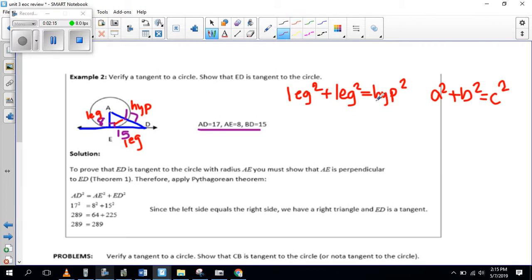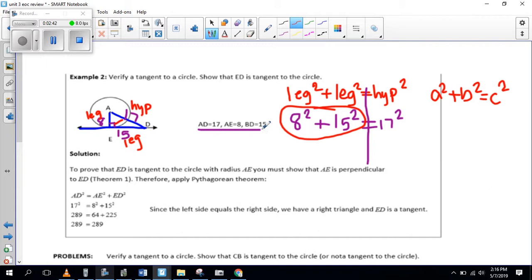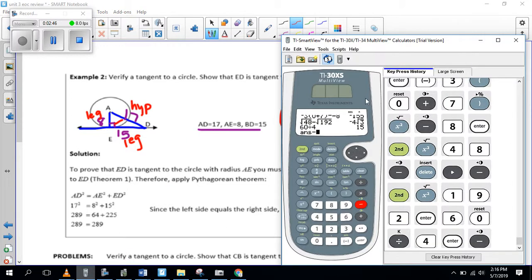And so all I'm going to do now is plug in the information I have. I know one of my legs is 8, so it's going to be 8 squared. And I know my other leg is 15, so 15 squared. And then my hypotenuse is 17 squared. Well, all I have to do to figure out if it's tangent is plug this side into my calculator and see what I get. Then I'm going to plug in the other side. So let me pull up my calculator for y'all.